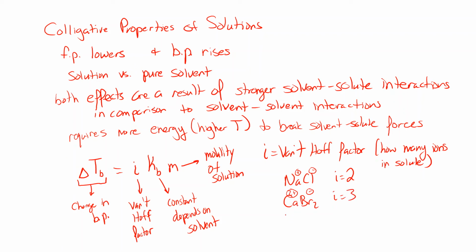If you use something that's not ionic, like glucose, C6H12O6, there are no ions in here. All of these have a neutral charge, and so the i factor there would be 1. So basically you're counting the number of ions, differentiating between ionic solids and covalent solids. The farther apart they are, the more likely they are to be ionic. Things like sodium chloride and calcium bromide are going to have larger Van't Hoff factors than the other ones.